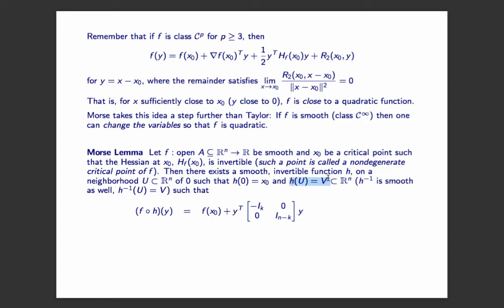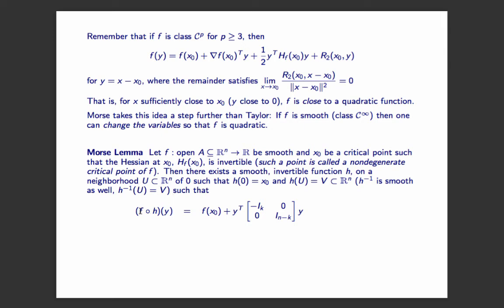If h is invertible, if this is true, then this is true. If it weren't a typo, this is a typo. This should be a V, and this should be a U. So imagine it were so, then it'd be true, because, of course, h inverse undoes what h does.